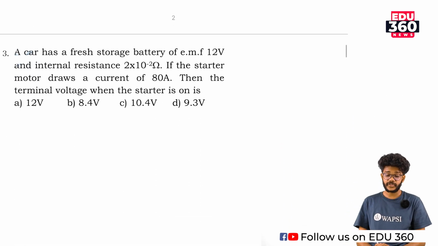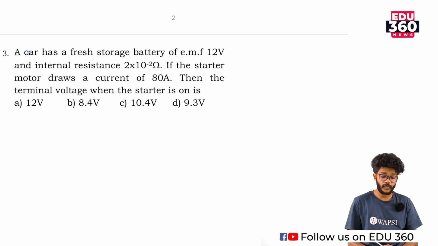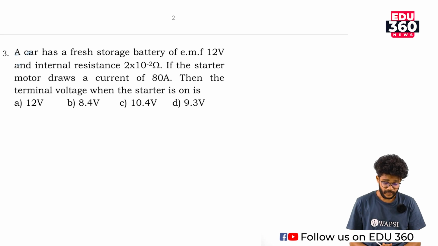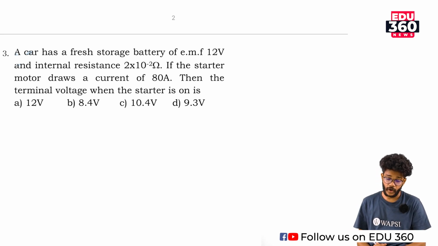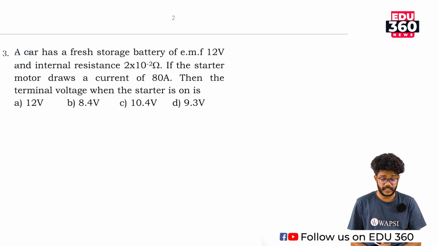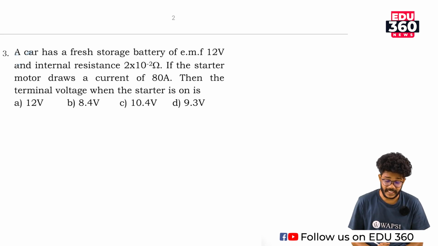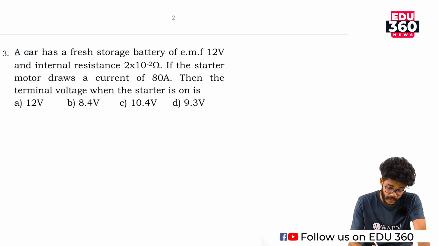A car has a fresh storage battery of EMF 12 volt and internal resistance 2 into 10 raised to minus 2 ohm, a very negligible internal resistance. If the starter motor draws a current of 80 ampere, then what is the terminal voltage when the starter is on? This internal resistance will drop a voltage. The current is 80 ampere, so the terminal voltage V will be EMF minus I into internal resistance r.